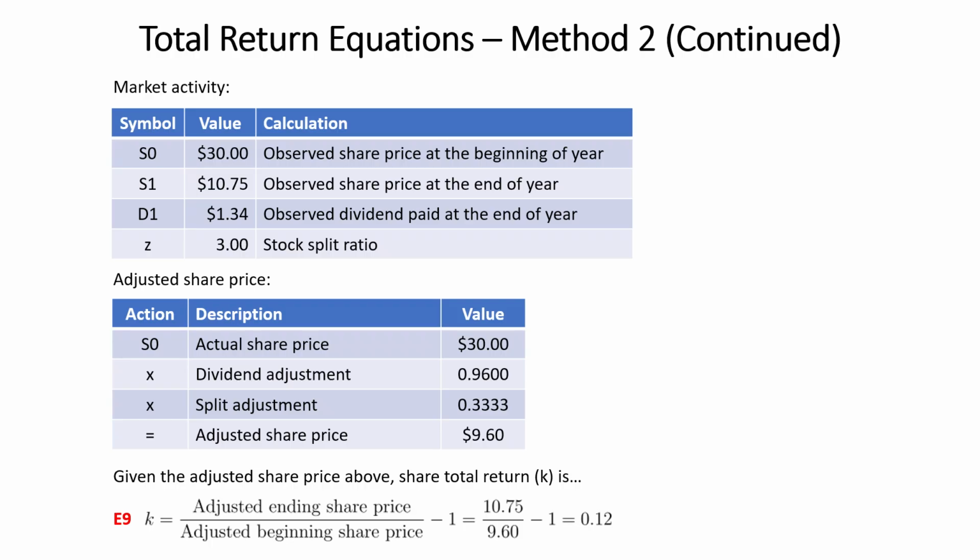Basically, we say that K, which is total return, remember that cannot be observed from the market. K is equal to the adjusted ending price, which is 10.75, divided by the adjusted beginning share price of 9.60. And we take that ratio minus 1 to get to the total return of 12%. Method 2 is the easy way, and that's what we're going to use as far as assessing total return for the companies that we're interested in.